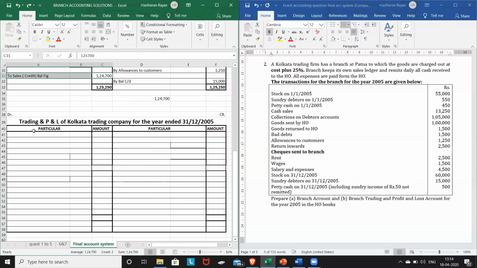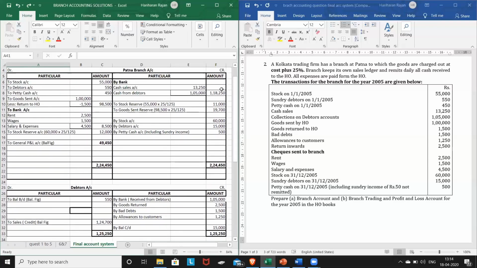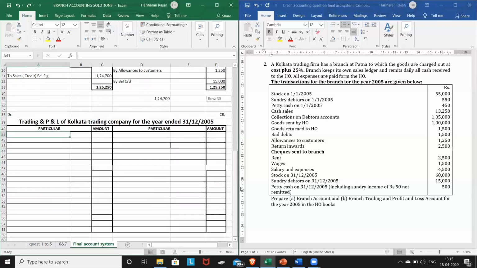Fine. Now we have to prepare trading and profit and loss account. You all know what is the format. So the format is, you have to start with the opening stock. Remember, opening stock is 55,000, and we have to remove the amount which was added to it. What is the profit which was added to it? Here it is there already, 11,000 for opening stock and 19,700 for goods sent.